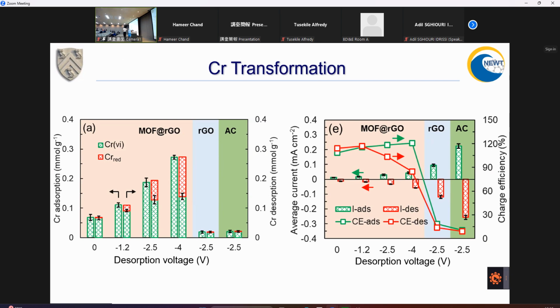And you can also see here the difference between the charge efficiency calculated during the absorption cycle versus the desorption cycle, because we have the reduction of the chromium-6 to chromium-3 in the desorption cycle, and that's consuming some of the electrons, right? So it's very clear here.